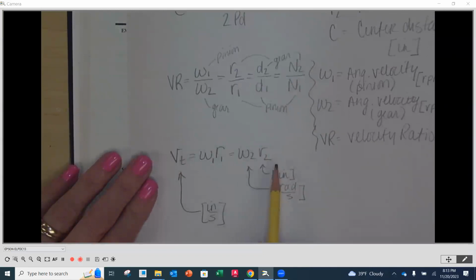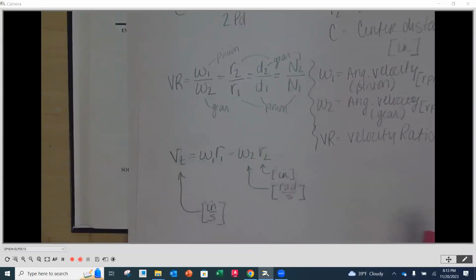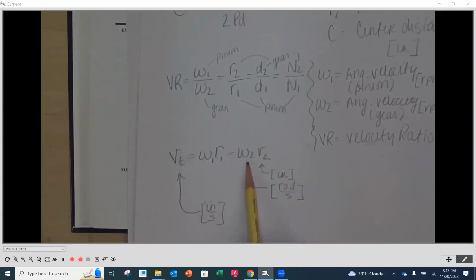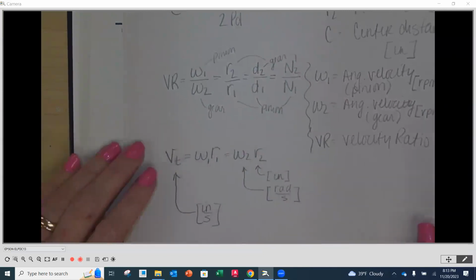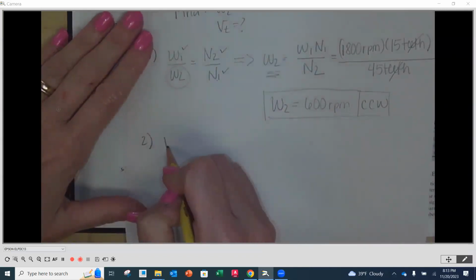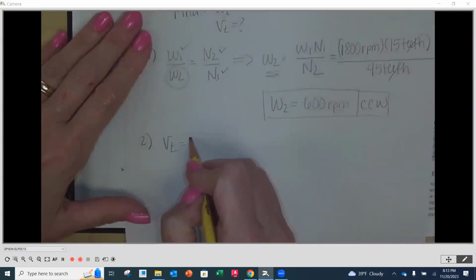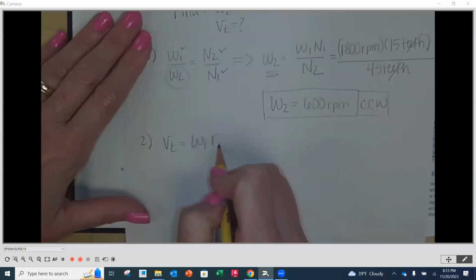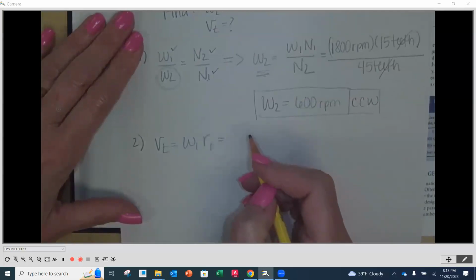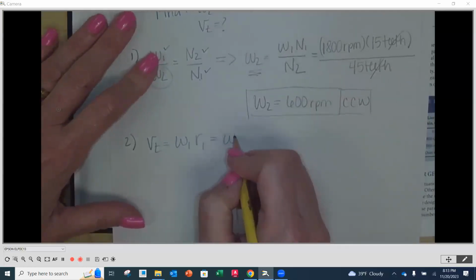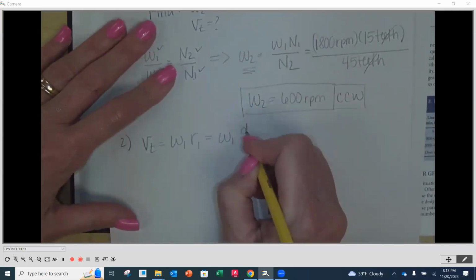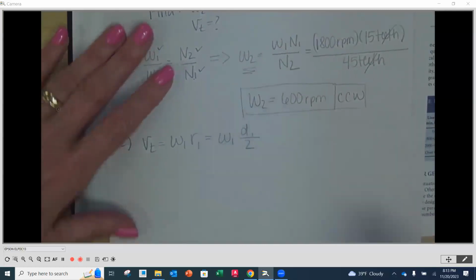So here's our equation for straight line velocity, right? That pitch line speed. So we are going to take what we know. Well, we do know the W2 now, but it is a calculated value. So we'll use the W1 and the radius 1. So we're going to say VT is going to be equal to W1 times radius 1. We can expand that out and we can say, we can take W1 times maybe the diameter 1 divided by 2.